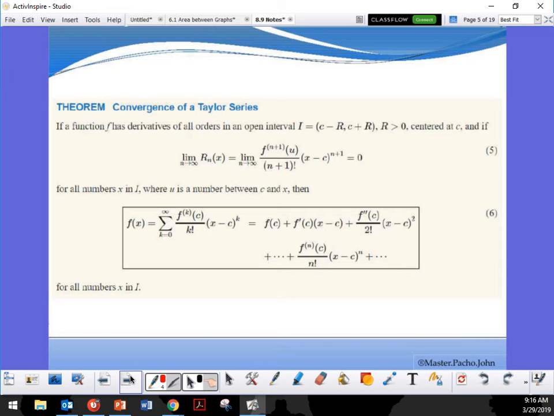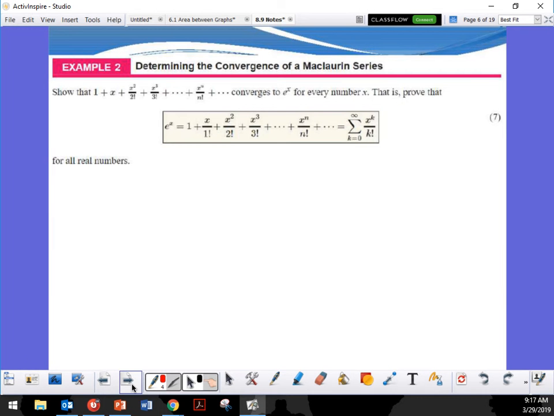Anyway, so convergence of a Taylor series. For this function, same thing. We have the k of the series here. We set it up, it keeps going all the way out, and then for all numbers in I, whatever that open interval is, show that this converges to e to the x for every number x that is proved. That works out.